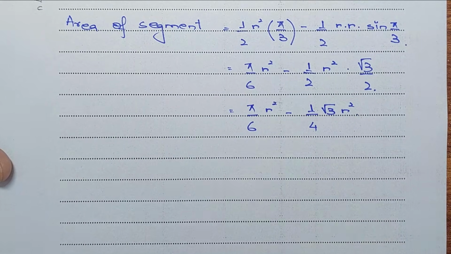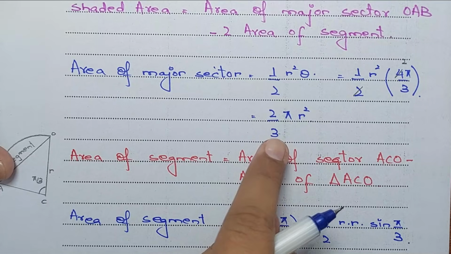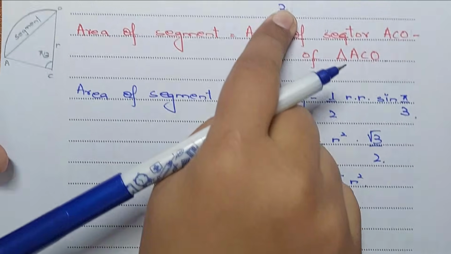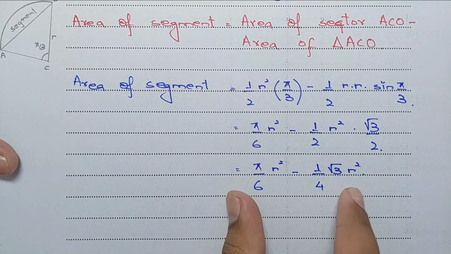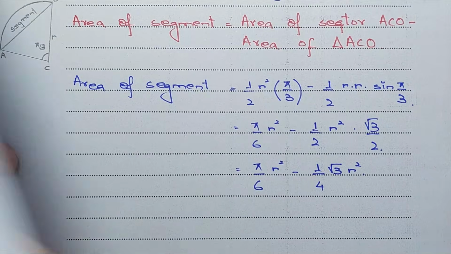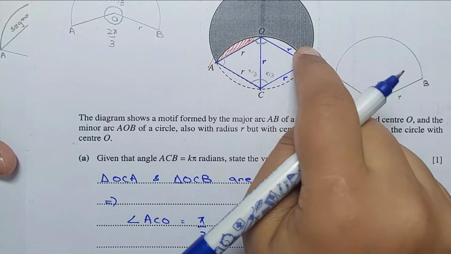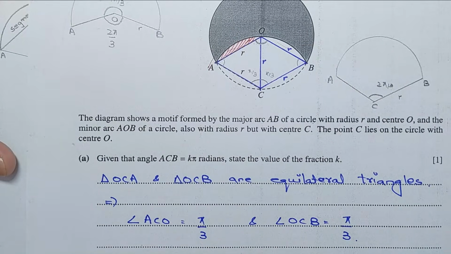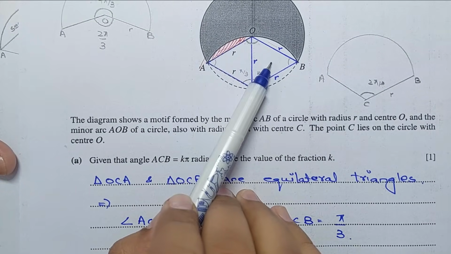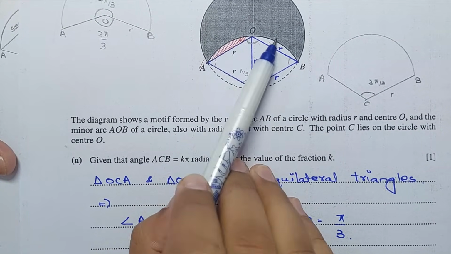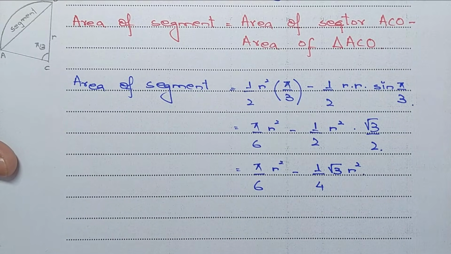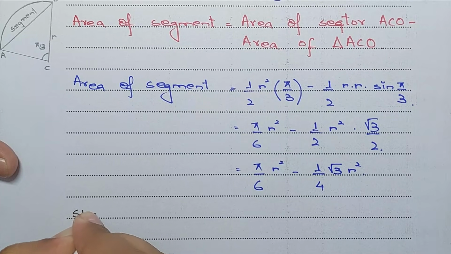Now we need to figure out the shaded area of the major sector minus 2 times the area of the segment. This is the area of one segment. There are two segments which are not shaded, right? So we have to multiply it by 2 because these two are symmetrical. Both the triangles are symmetrical, so these four sides are also symmetrical. Keep this in mind. Okay, now we can find the shaded area.